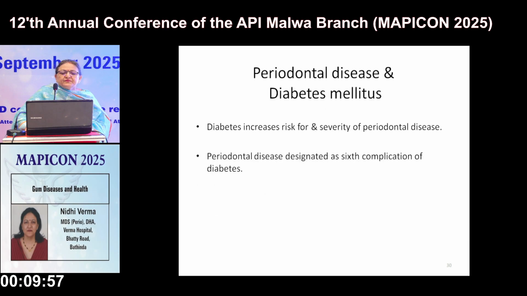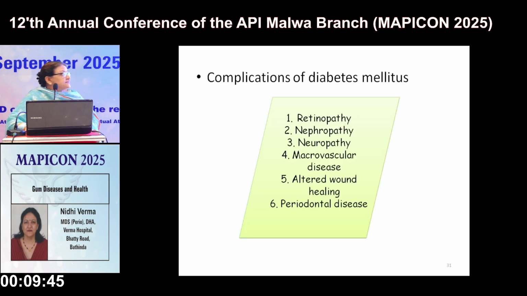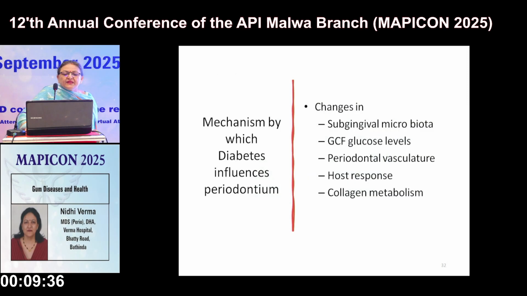And then there is periodontal disease and diabetes mellitus. Periodontal disease is considered the sixth complication of diabetes, and diabetes increases the risk and severity of periodontal disease. These are the main complications of diabetes: retinopathy, nephropathy, neuropathy, macrovascular disease, altered wound healing, and periodontal disease. The mechanism by which diabetes influences the periodontium is a change in the subgingival microbiota, GCF, glucose levels, periodontal vasculature, host response, and collagen metabolism.